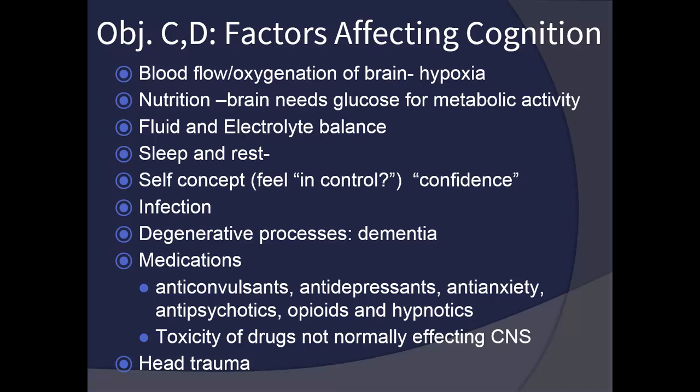Self-perceptions influence our cognition and how it's portrayed to others through communication. This is how we see ourself. Infections such as sepsis can cause confusion. Also, encephalitis or brain inflammation, brain abscess, or AIDS all cause confusion and altered cognition. Head trauma can cause significant changes in cognition and behavior as well.